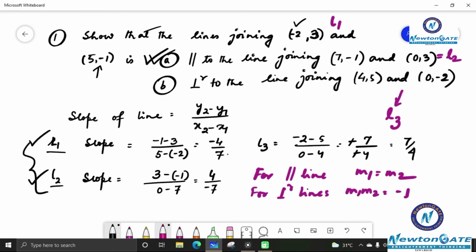Now for the second one, that is the line joining 4, 5 and 0, 2. Over here I can see that the slope of L1 was minus 4 by 7 and that of L3 is 7 by 4. So with that, let's calculate the condition. Do we get 1? Yes, we do get minus of 1. So again the same thing, it is perpendicular to the line given.